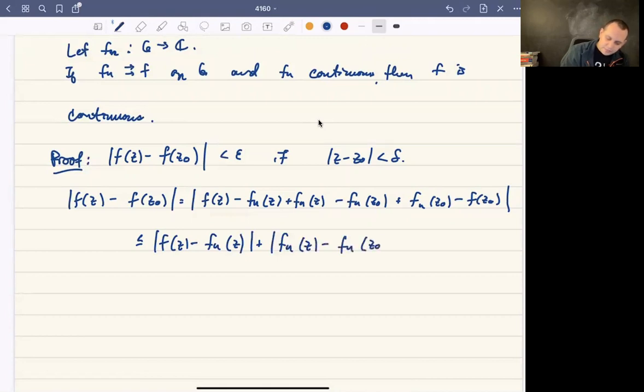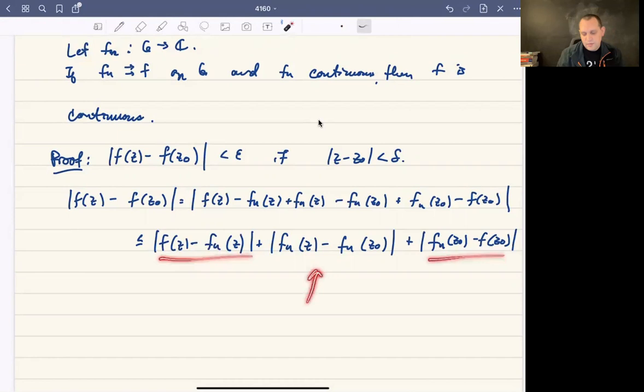And so the first and last terms follow from the fact that f_n converges uniformly to f. So the values that we're going to get for capital N are going to be independent of z, and therefore they apply equally to the first and the third statement. And then for the middle statement, we're going to show that this is small if |z - z0| is small, because we're assuming by definition that all of these f_n are continuous. Okay, so this is the idea.